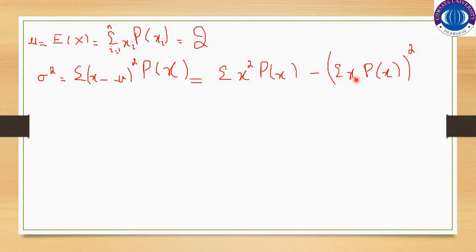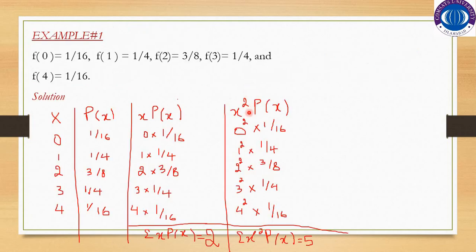Now, whenever we have a formula, we have to find the particular things mentioned in the formula. We have summation x square into P of x minus summation x into P of x whole square. We already have summation x into P of x. This is 2. So we have to find out this thing, summation x square into P of x. So first we have to generate the column x square into P of x.